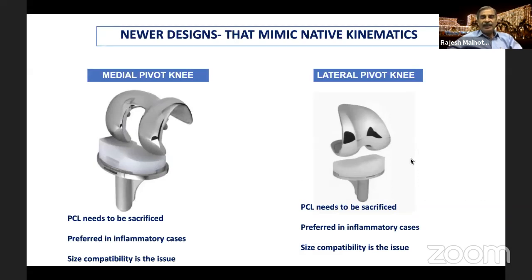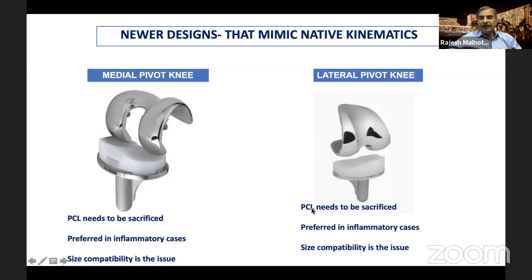There are newer designs like medial pivot and lateral pivot. Medial pivot needs the PCL to be sacrificed in the design which is available in India. We prefer it in inflammatory cases, and size compatibility is an issue because there's no matching available. Size 3 with size 3, 2 with 2.